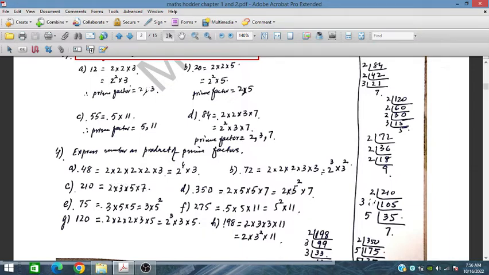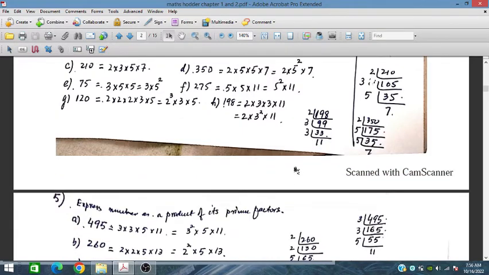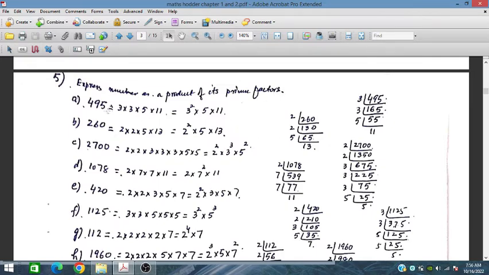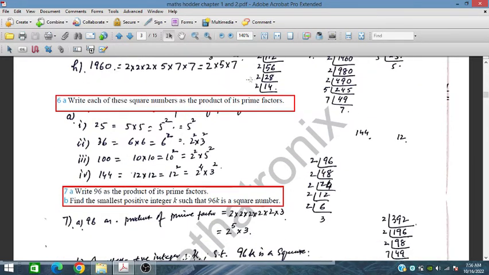350 can be written as 2 into 5 square into 7. Similarly for 75 and 25 and so on. Express a number as a product of its prime factors. So this 495 we can write down as this. And 1960 we can write down like this.